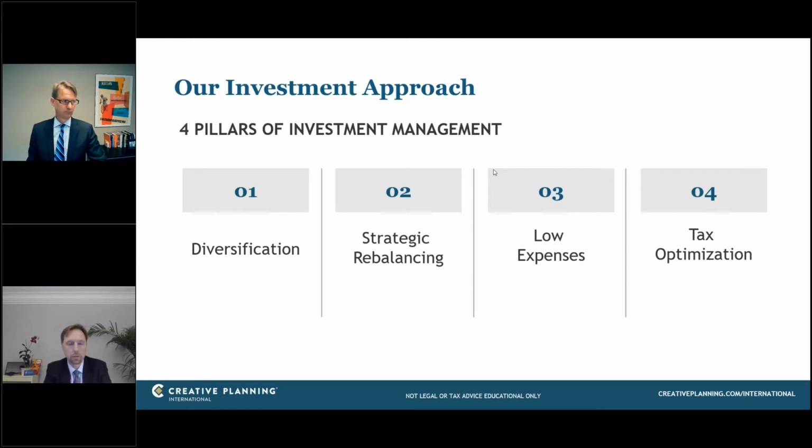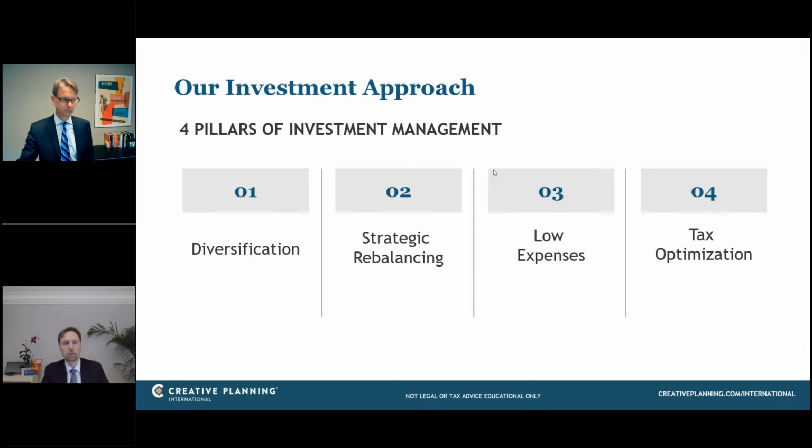So our approach is really built on 4 pillars. You see the 4 pillars laid out here, the first being diversification. Then we focus on strategic rebalancing. The 3rd pillar is low expenses. And the 4th pillar is tax optimization. And what's the common thread amongst all 4 of these is that these are things that we can control.